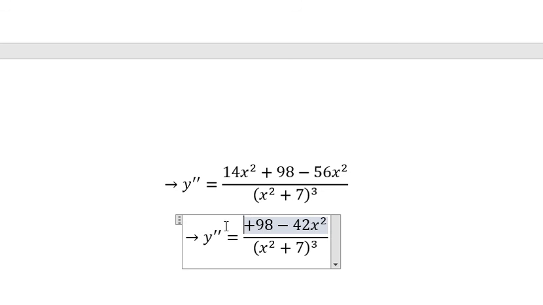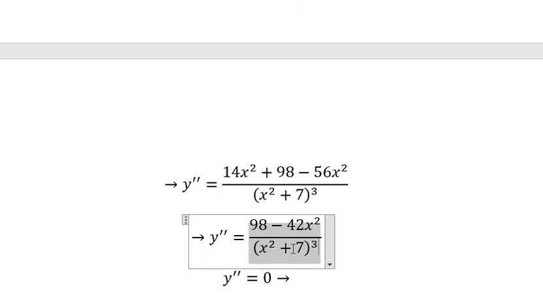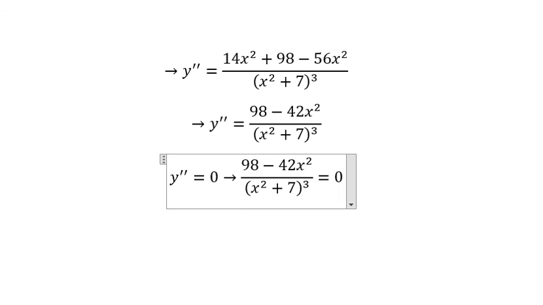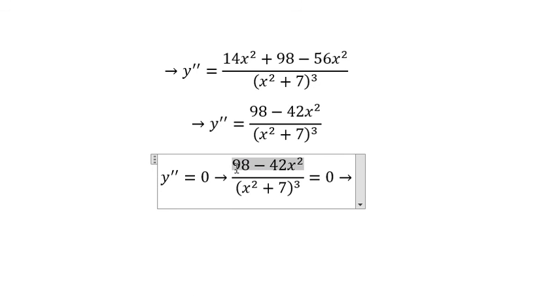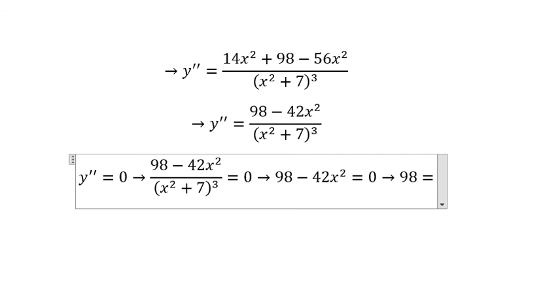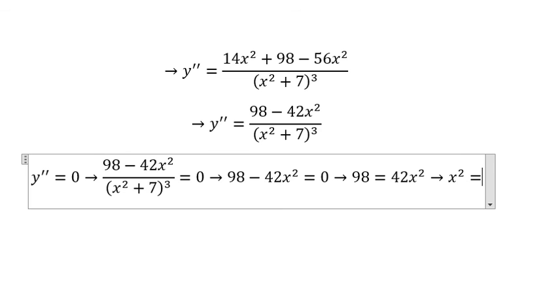And later, we put the second derivative of the function equal to 0. That means this one equals 0. So only the numerator can create 0 in here. So I will put 42s squared to the right. Later we divide both sides by 42. So we have 7/3.